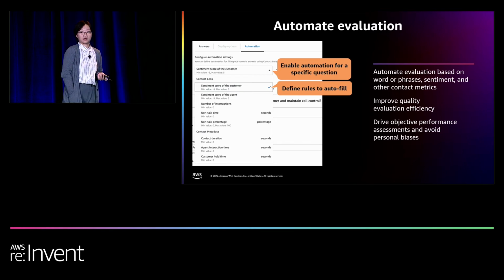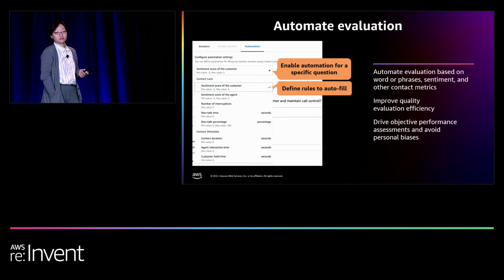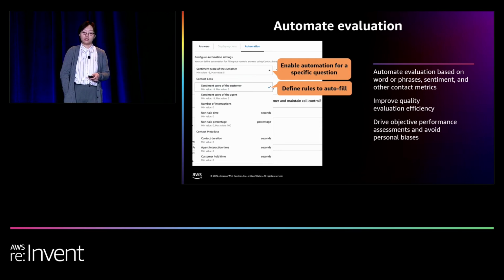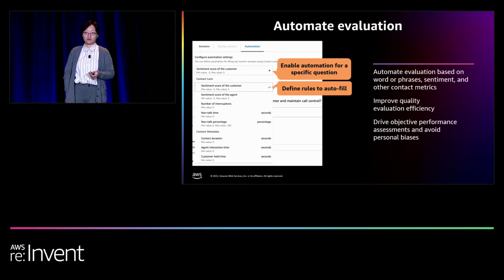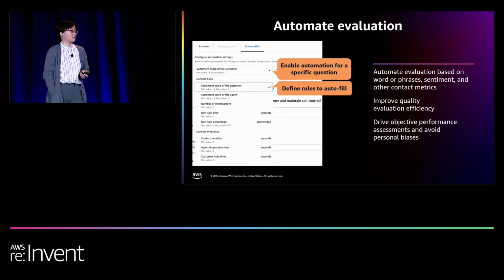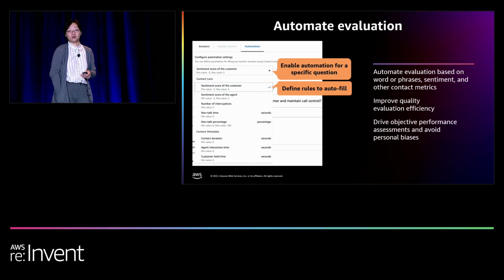Let's still take the compliance as an example. Now with Contact Lens, we have rules to create categories based on whether the agent was sticking to a script. And now in the evaluation form, this can be automated so that Contact Lens knows how to answer that question and makes a recommendation for you. Another pretty interesting example would be if you'd like to introduce, for example, non-talk time or hold time as one of the evaluation criteria. You can create this automation rule so that the agent could get a full 10 points if the contact has a non-talk time for less than 12% of the overall duration.